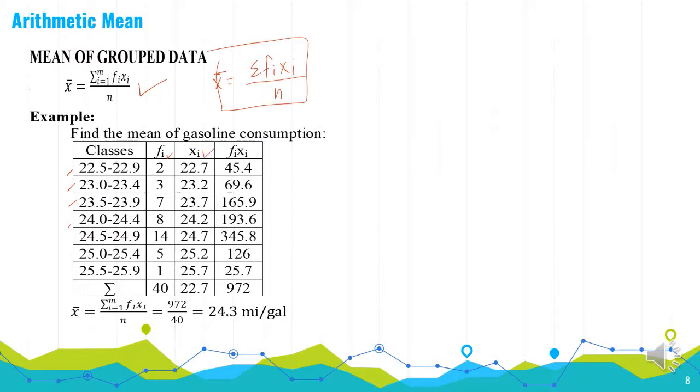Ito yung class mark. Ang gagawin mo lang, since sabi niya, get the total of fixi. So, you have to just multiply etong dalawa to get this. Ito, multiply and to get that, etc. And then get the total, which is 972. So, following the formula, i-divide mo lang yun sa n, which is 40. We get 24.3 miles per gallon. That is how simple the arithmetic mean is computed sa group data.